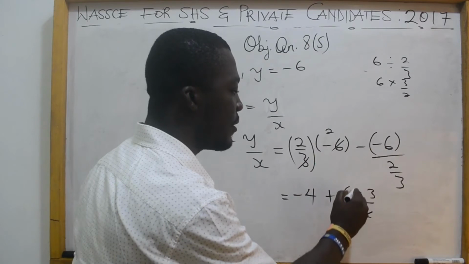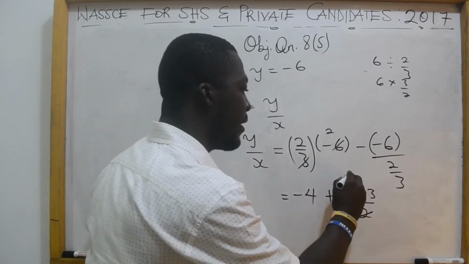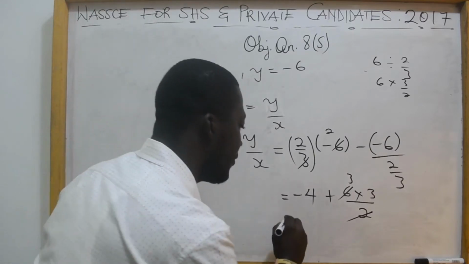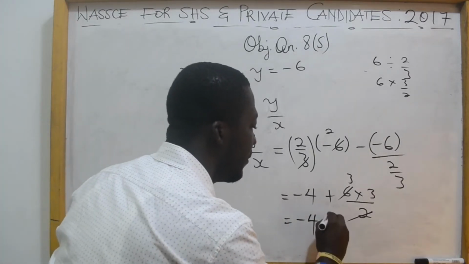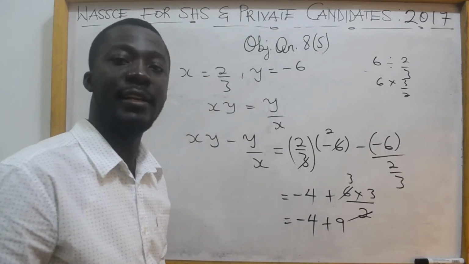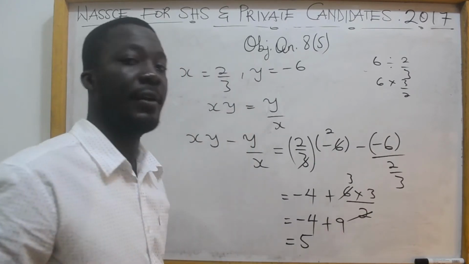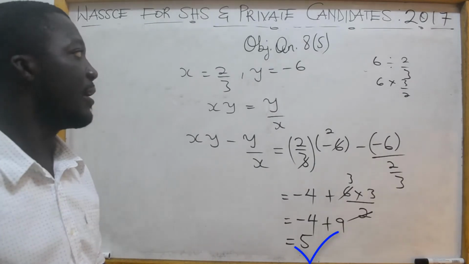So 2 into 6 is 3. 3 multiplied by 3 is 9. So you are going to get -4 plus 9. And -4 plus 9 is 5. And that's the answer.